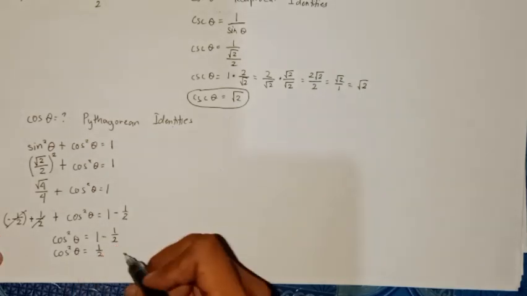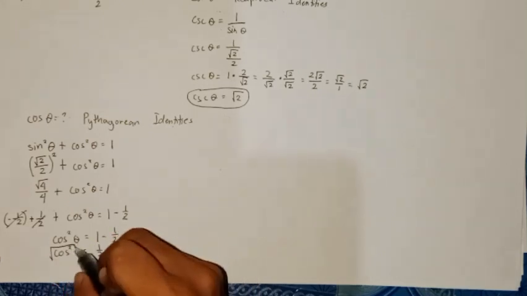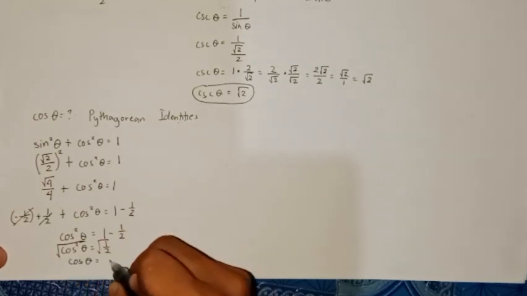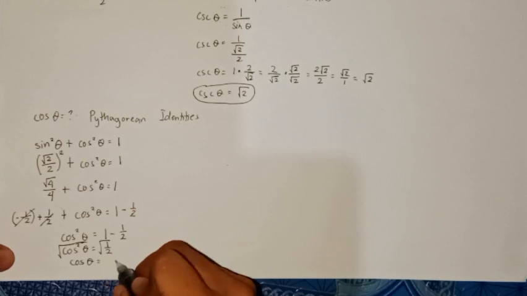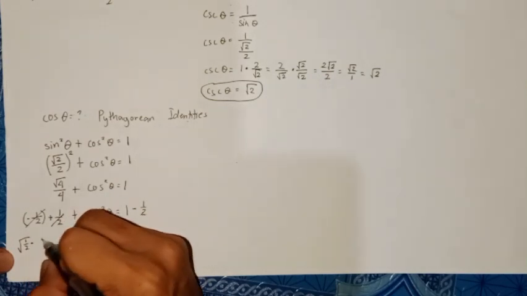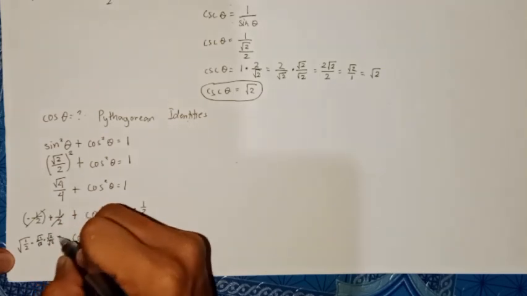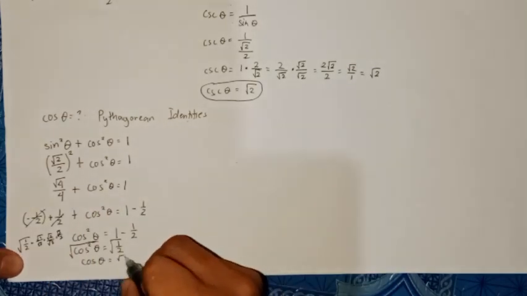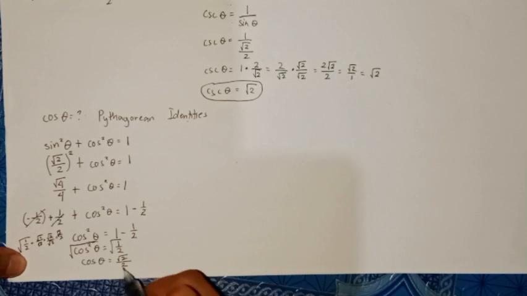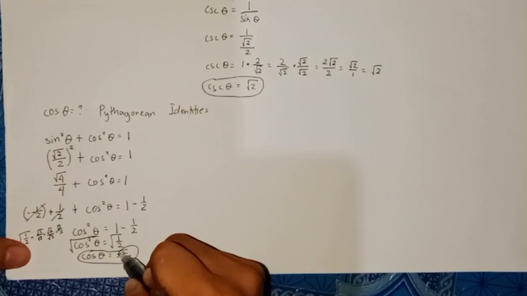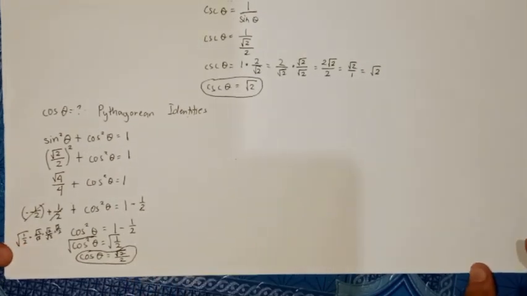Since it has squared, we need to square root both sides. So, cos theta is equal to square root of 1 half, which equals square root of 1 over square root of 2. Rationalize: square root of 2 over square root of 2, we have square root of 2 over 2. So, square root of 1 half is equal to square root of 2 over 2. This is now our cosine theta. Cosine theta is equal to square root of 2 over 2.